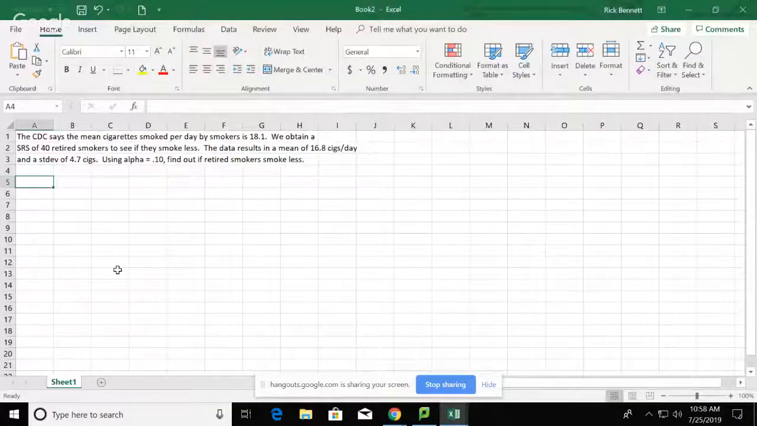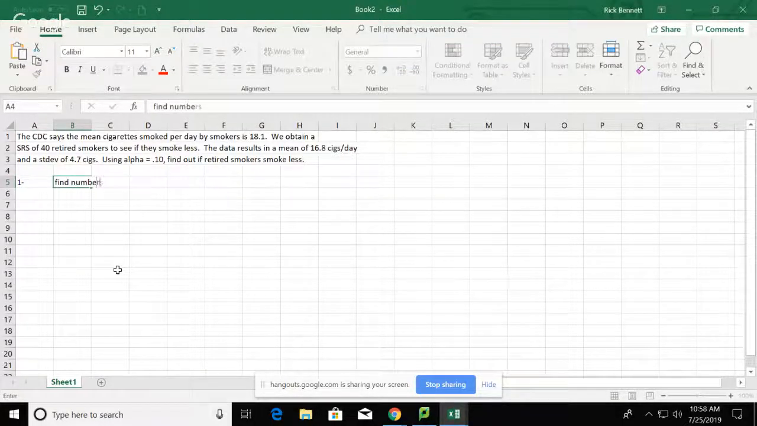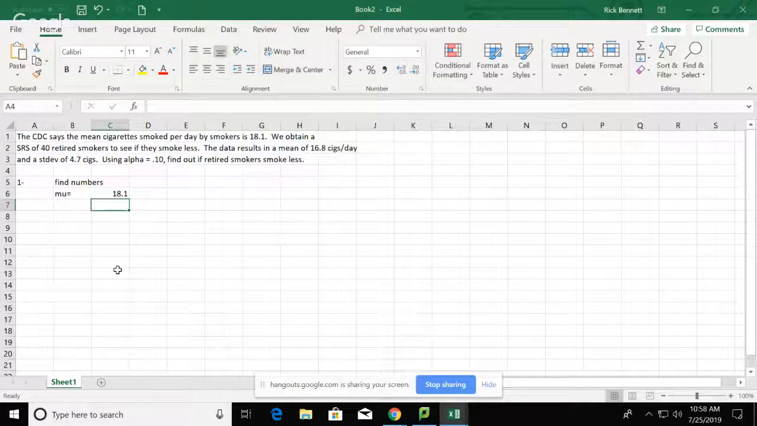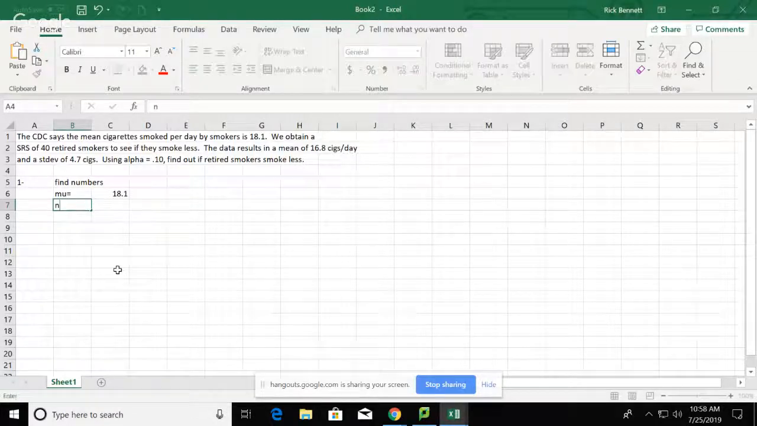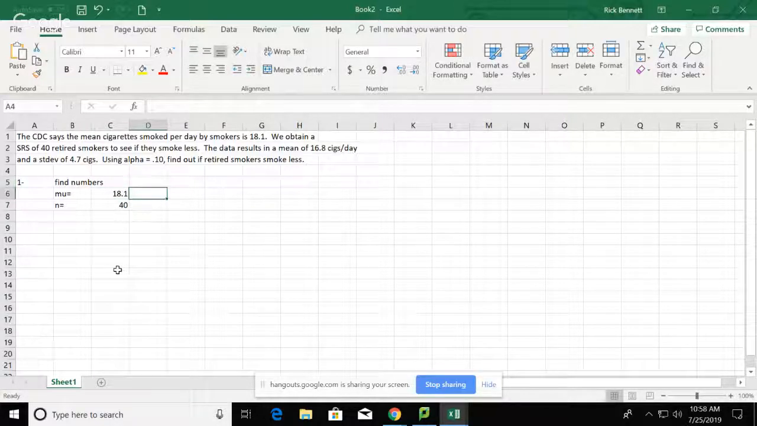Okay, step number 1 is, we're gonna have to hurry, we've only got 25 minutes left. Find the numbers. Okay, CDC says the mean cigarettes smoked per day by smokers is 18.1. We're going to say that mu equals 18.1, right? We obtained a simple random sample of 40 retired smokers, n equals 40. The data results in a mean of 16.8 cigarettes per day.